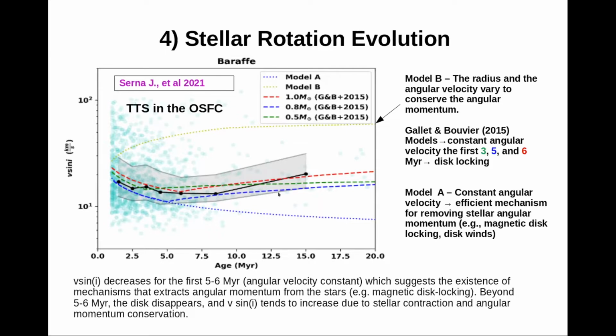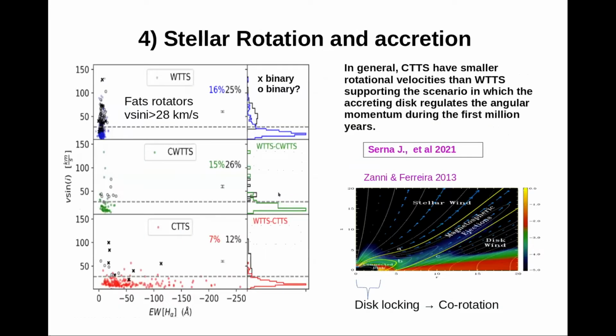Now I want to show you several distributions of BC9, splitting in several classes of accretor. Here is the one for classical T Tauri, for weak T Tauri, and for classical weak T Tauri. So you can see here that the classical T Tauri mostly are located below the dashed line that separates the fast rotators from the slow rotators.